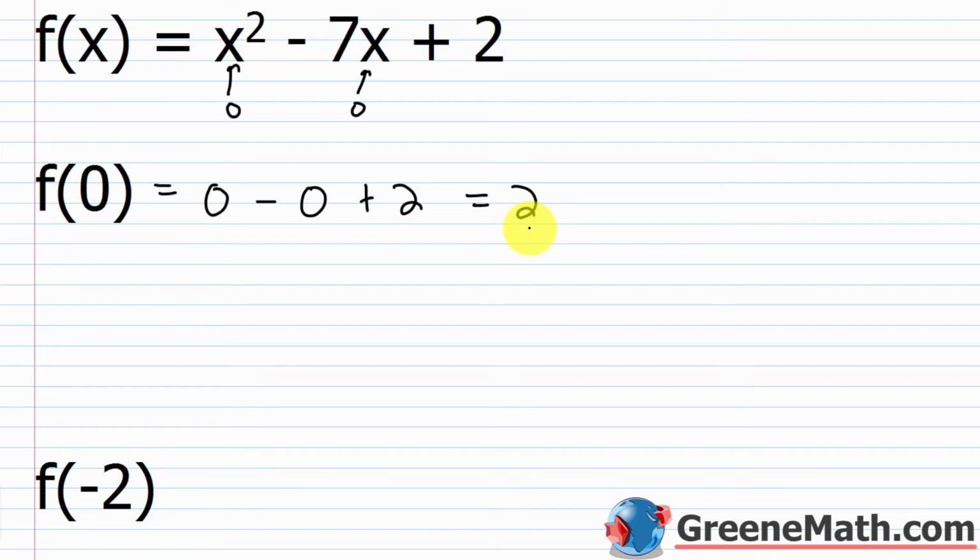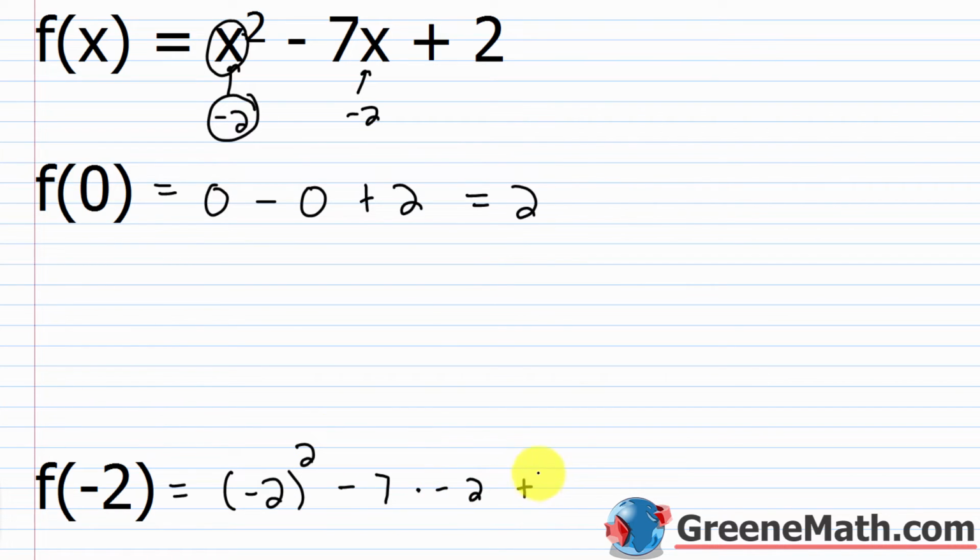Then the next one is, I want to find f of negative 2. So if I plugged in a negative 2 for x there and there, I would have negative 2, and it's inside of parentheses because whatever x is, it's squared. X is negative 2, so we square the negative and the 2. Then minus 7 times negative 2 plus 2.